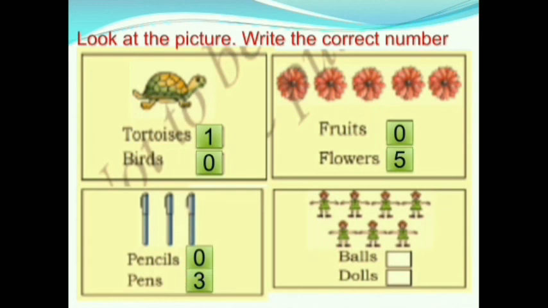In the next box, we have dolls. First, we should write the number of balls and dolls. Are there any balls in this picture? No, there are no balls. If there are no balls, we should write 0. Next, dolls. How many dolls are there? There are 1, 2, 3, 4, 5, 6, 7. 7 dolls. So we will write 7.